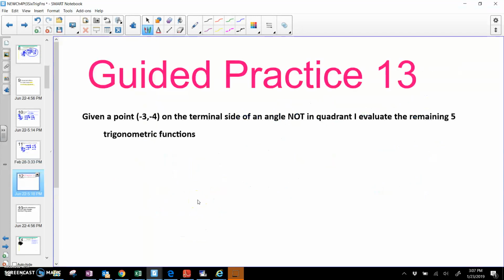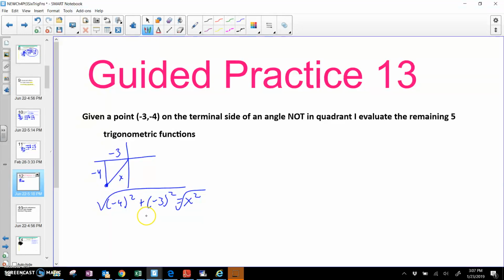And once you've completed that, come back and check your answers. When I did number 13, I plotted the point from negative 3 to negative 4, so it landed in this quadrant, quadrant 3. Once I was there, I found my third side, my hypotenuse, by doing negative 4 squared plus negative 3 squared equals x squared, and square rooted all of that, and I got x equals the square root of 25, x equals 5, so we remember the special 3, 4, 5 right triangle.